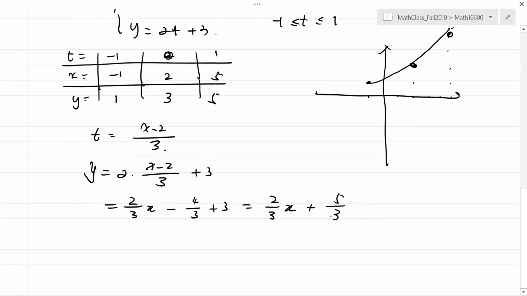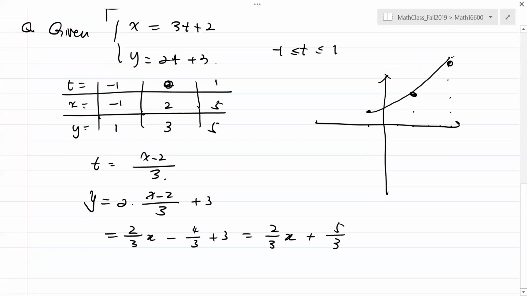So the curve described by these parametric equations, think about it as the orbit of a moving object going in that direction when t changes. And it's going to be part of this straight line. So actually you only need to know the starting point and the ending point. Here t equals negative 1 and 1 give 1 and 5, so you just need to draw the straight line, and that is the piece.